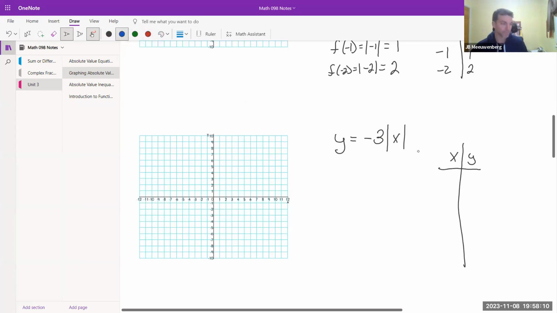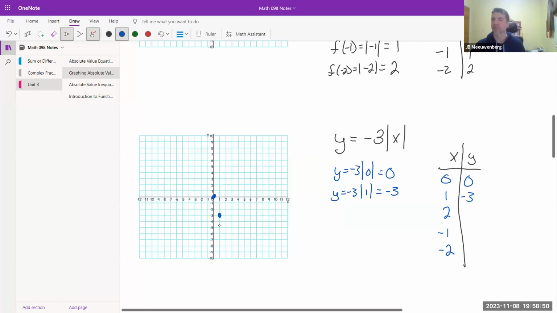So let's pick some numbers here. I'm going to do 0, 1, and 2, just like before. And then I'm going to do -1 and -2. So y equals -3 times the absolute value of 0. Calculate your absolute value first and then multiply. This one is going to be 0. So again, we have the point 0, 0. The next one is 1. Y is equal to -3 times the absolute value of 1. Well, that's going to be a +1. So this is going to be a -3. Where's the point? 1, -3.